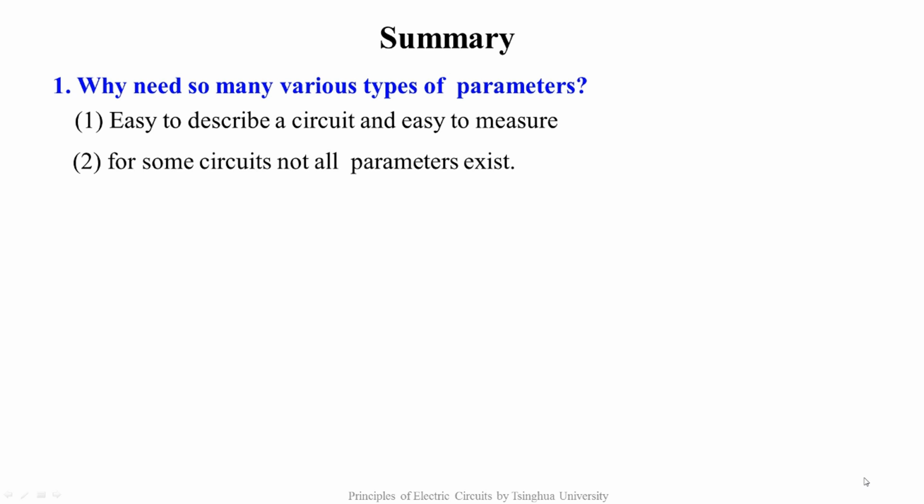More importantly, for some circuits, not all parameters exist. We can only use one or two to describe them. For this circuit, we can write out its G parameters equations directly by the port voltage current relationship. Now we need to write out its G parameters by using U1 and U2 to describe I1 and I2.